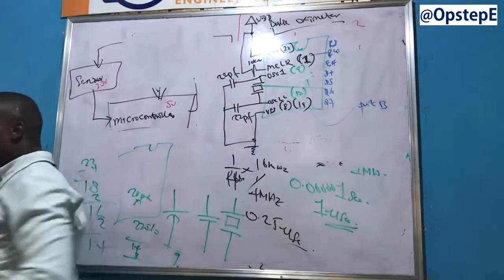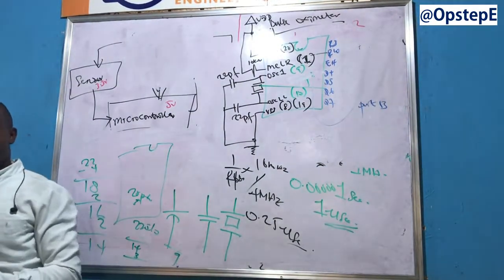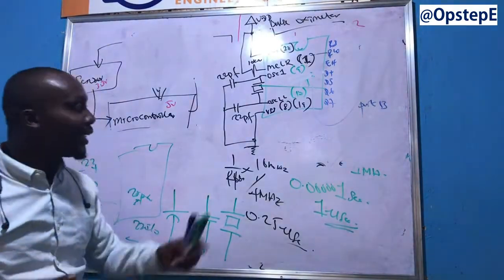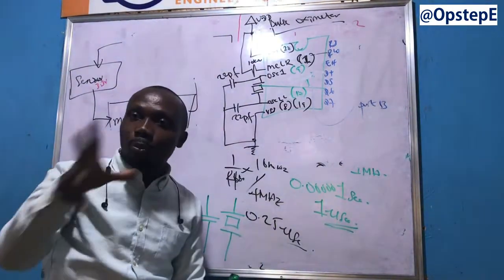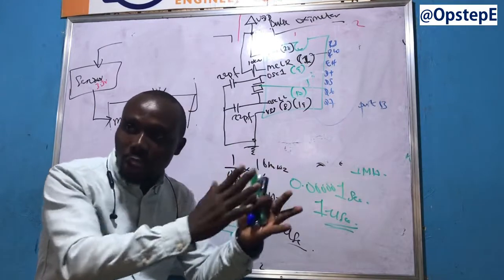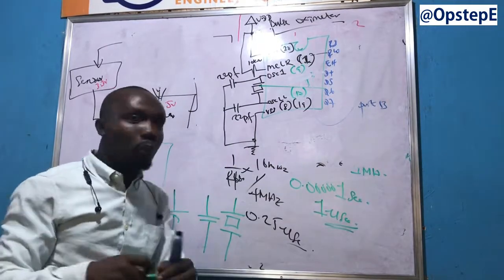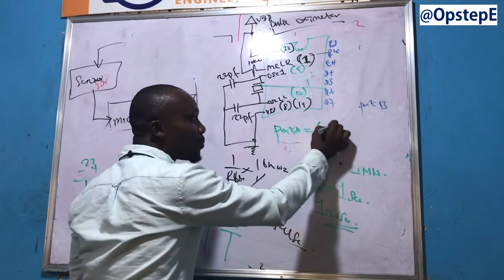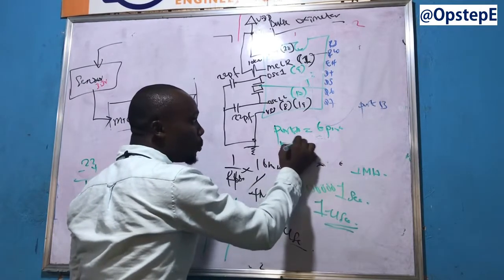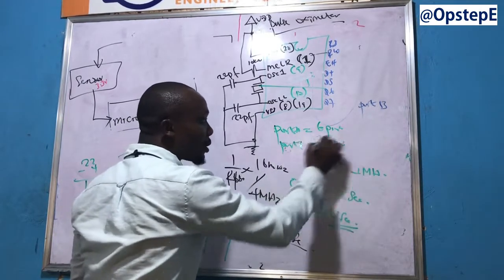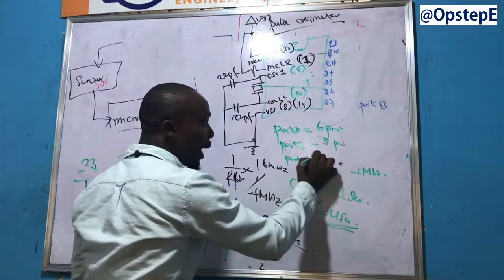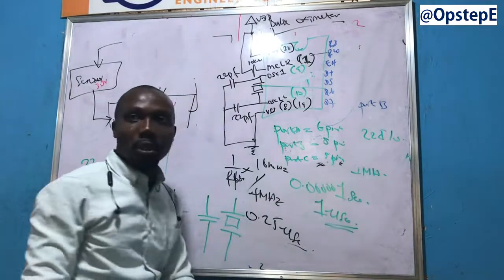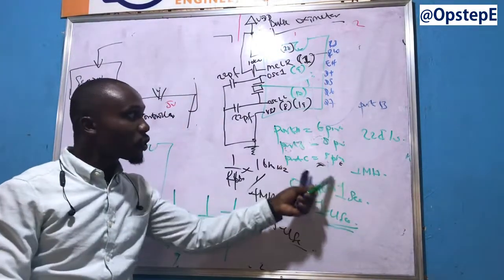I said the 22 input output pins are shared between port A, port B, and port C. Your port A has only 6 pins, your port B has 8 pins, and your port C has 8 pins from the 22 input output pins. So if you do 6 plus 8 plus 8, you're going to get 22.